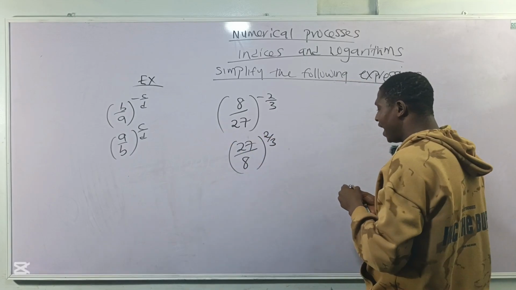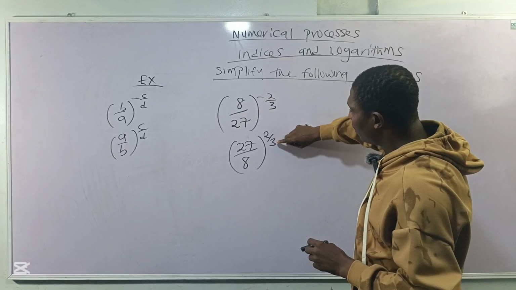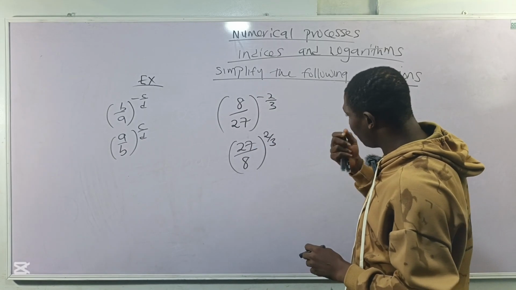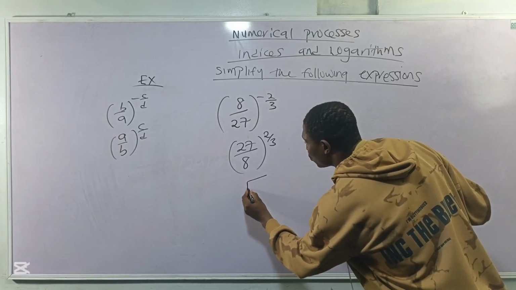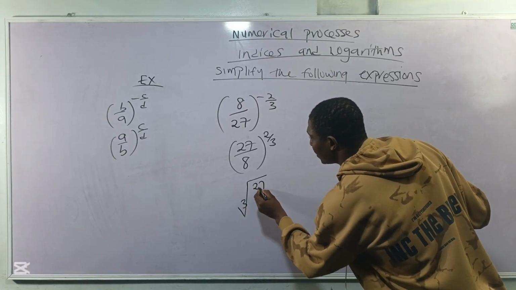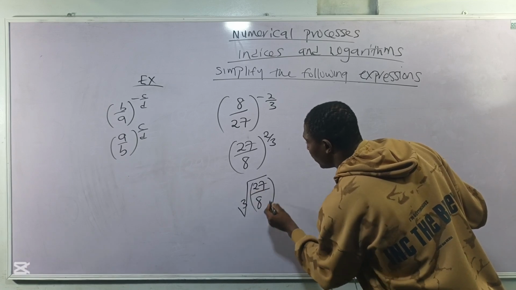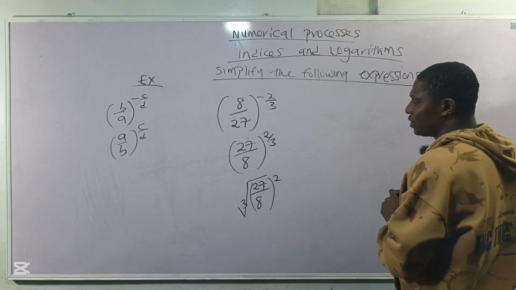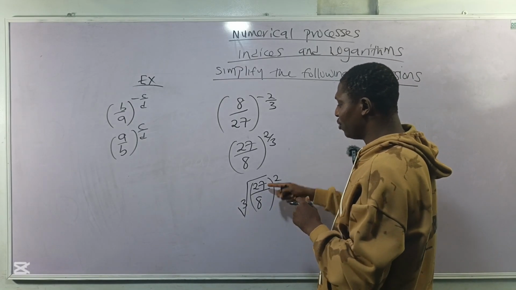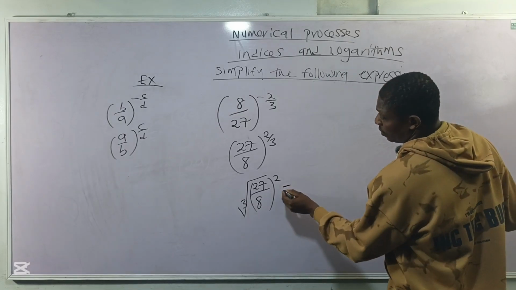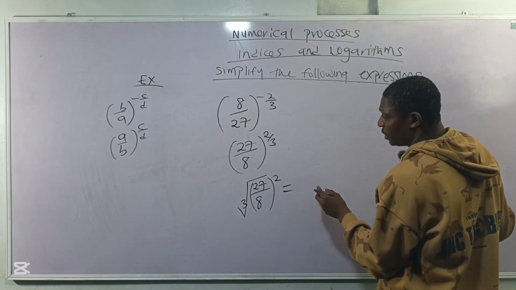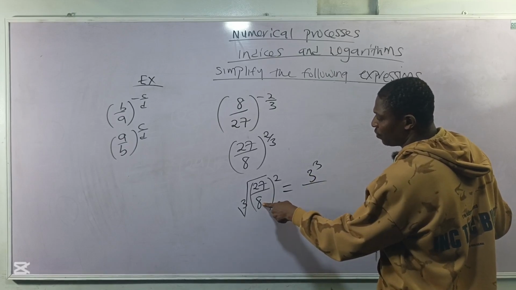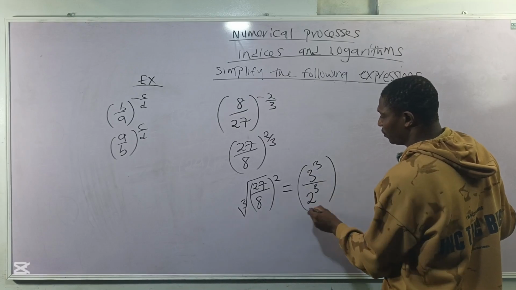Now, for this, my 3 as a power has to do with roots, and my 2 has to do with power. Now I'll have the third root of 27 over 8, close bracket raised to power 2. I will advise you take the root first, so that there won't be an increase as when you take the power first. So 27 can be written as 3 raised to power 3, and 8 can be written as 2 raised to power 3. Third root in brackets squared.